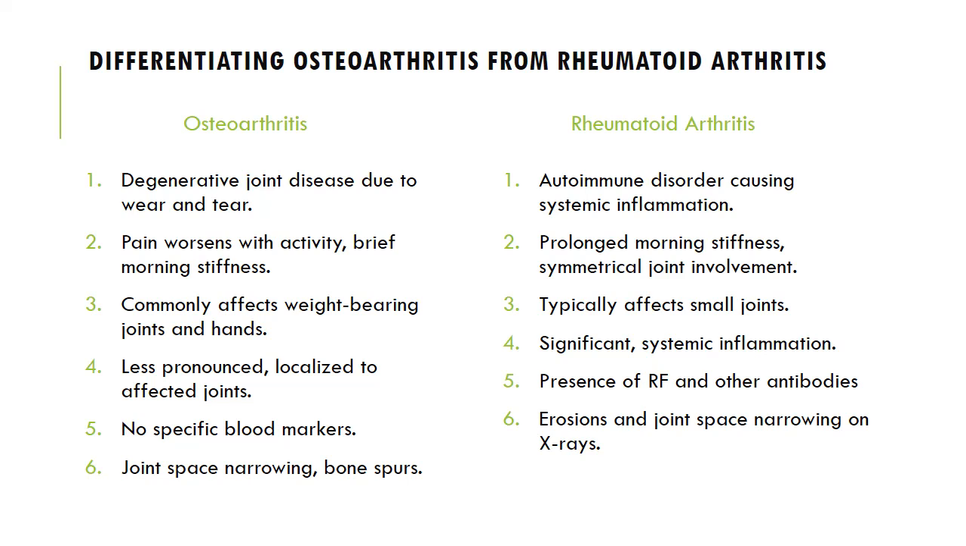No specific blood markers are found in OA, whereas in RA, rheumatoid factor and anti-cyclic citrullinated peptide antibodies are found in serum. There is joint space narrowing and bone spurs are found in OA. In RA, erosions and joint space narrowing are seen on X-rays.